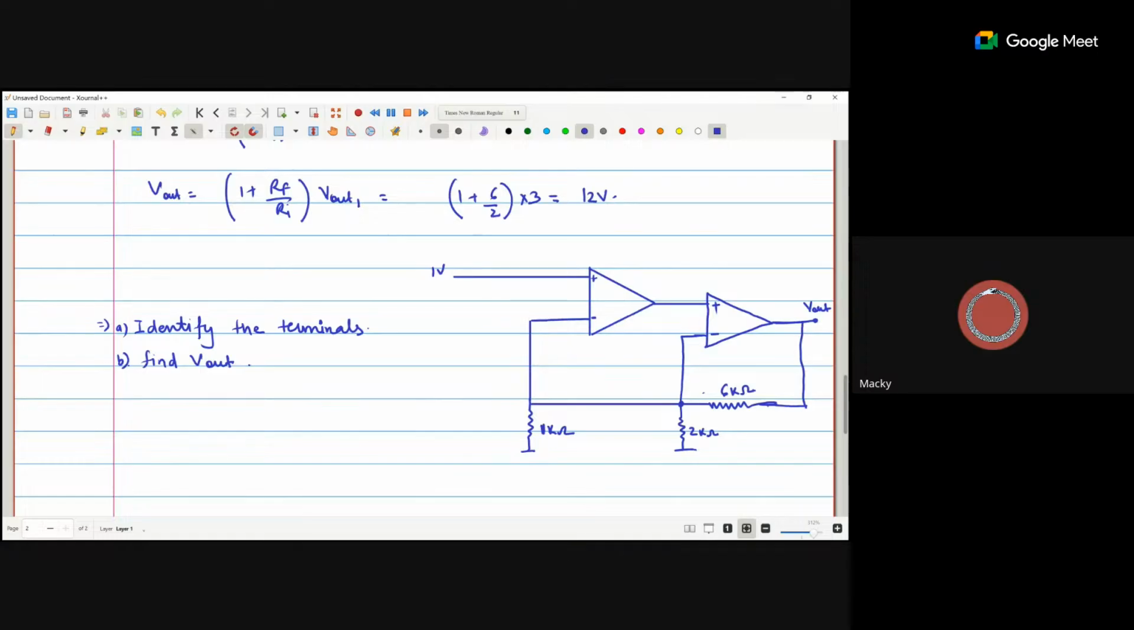$28. 20. Okay. Any other? So 4 volt. 4 volt. Okay. Any other?